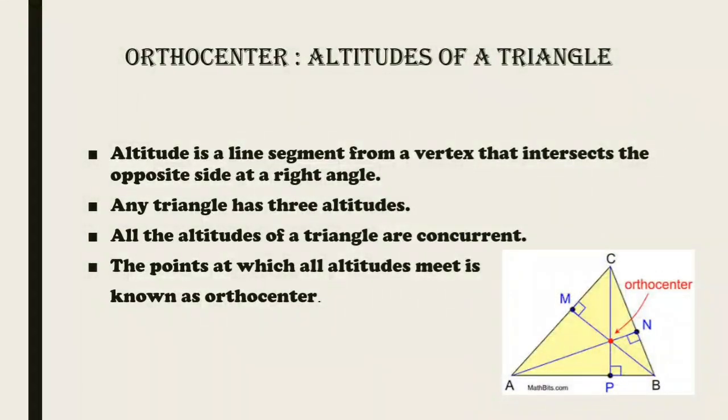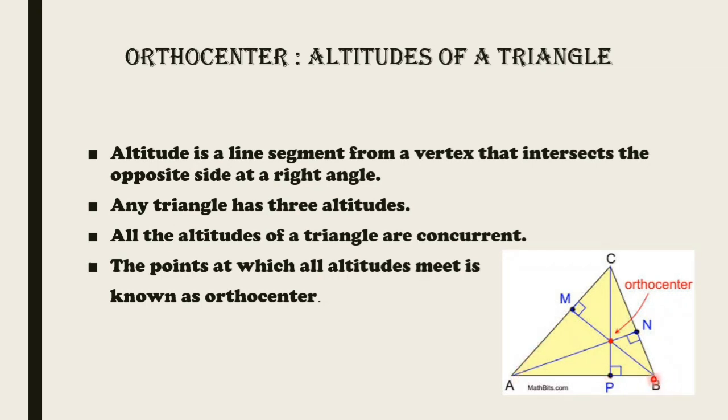Now let's see what is orthocenter. It is formed by altitudes of a triangle. An altitude is a line segment from a vertex that intersects the opposite side of a triangle. You can see here in triangle ABC, on side AB, C is the opposite vertex. So CP is a perpendicular on AB. So this CP is an altitude.